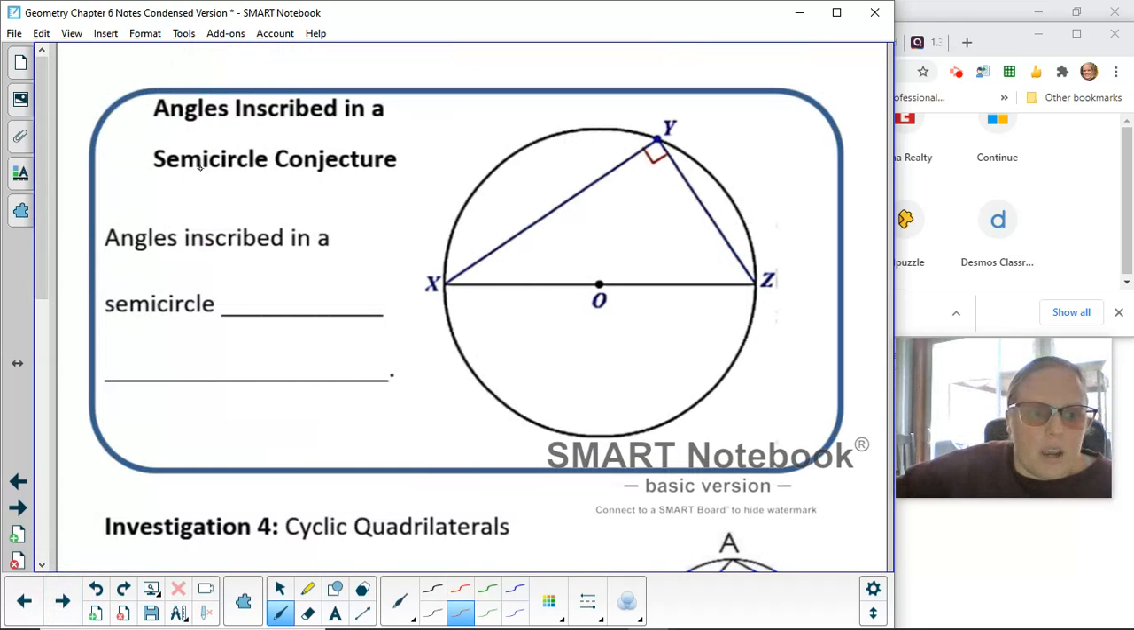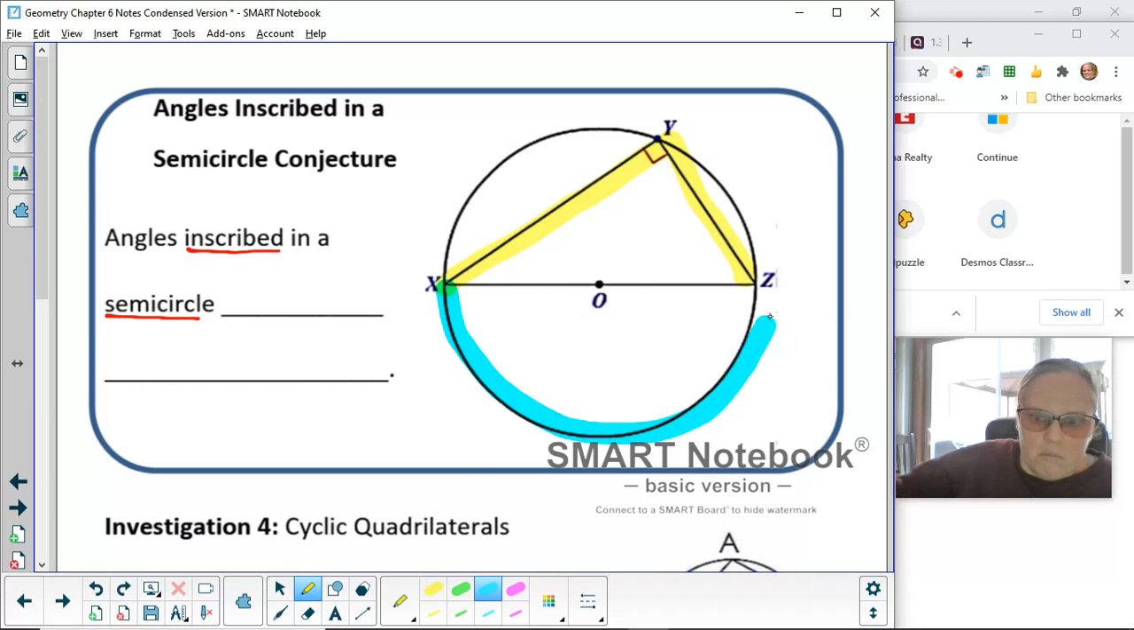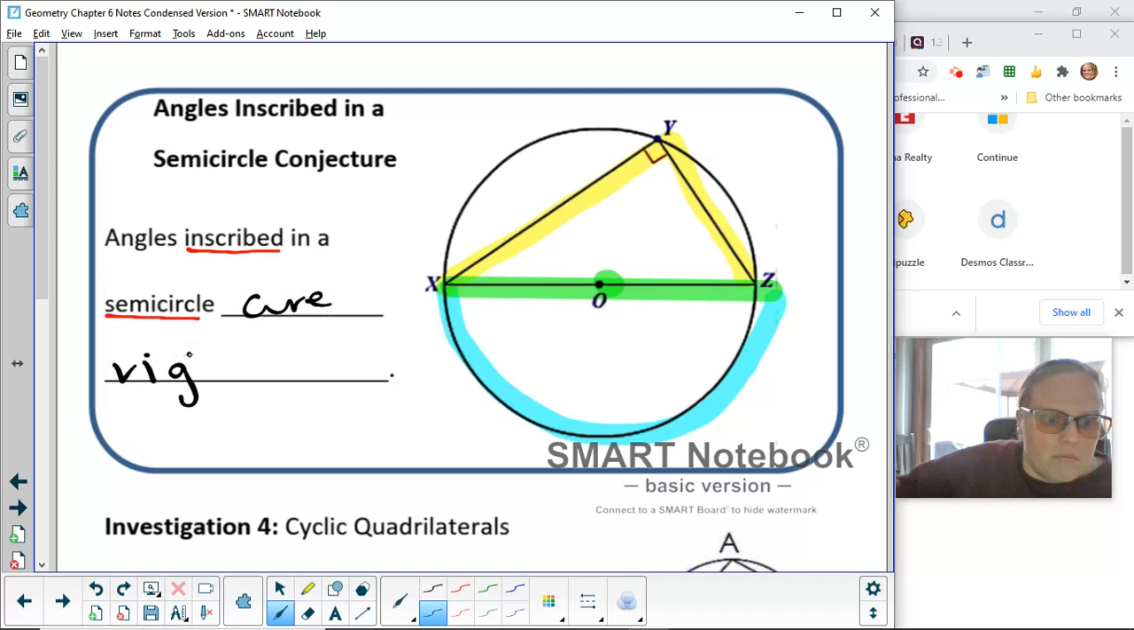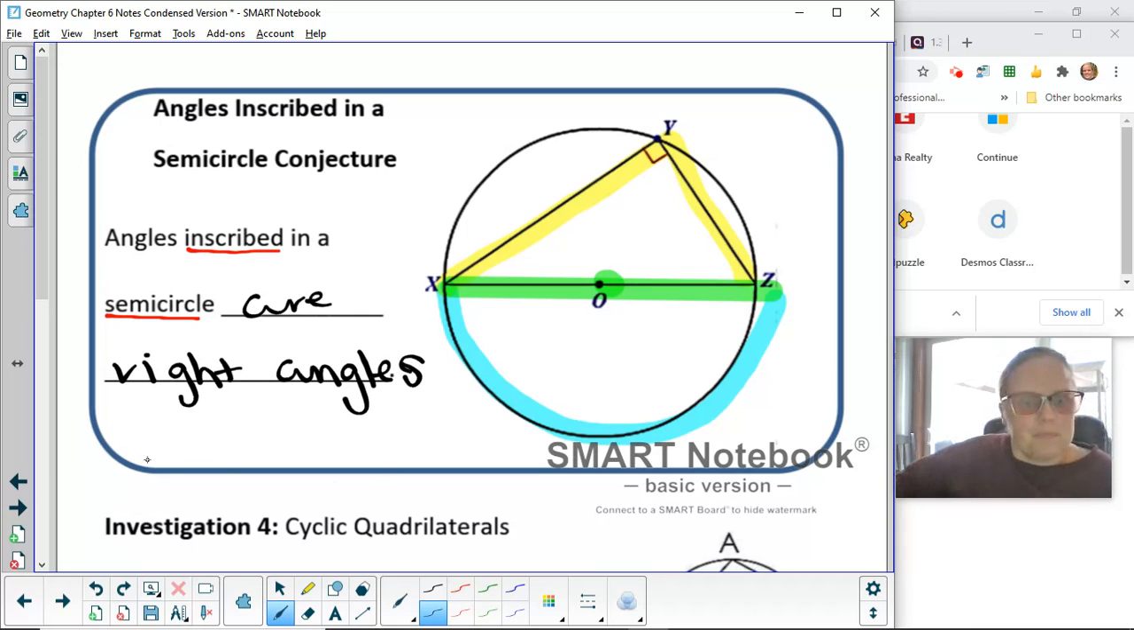All right, angles inscribed in a semicircle conjecture. We're just putting this into a formal conjecture now. So anytime you have an angle inscribed in a semicircle, so that would be this angle here, this inscribed angle, and I know that it's in a semicircle because it is being connected with a diameter, and that diameter is certainly going through the center, so I know that this is halfway across the circle. But anytime we have an inscribed angle in a semicircle, it is going to be a right angle. Excellent.